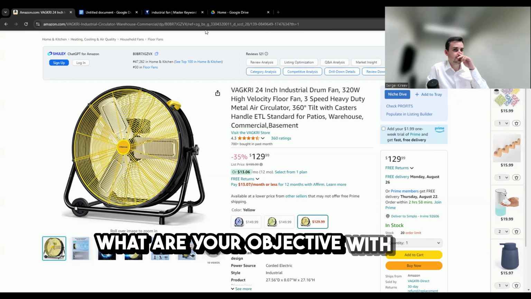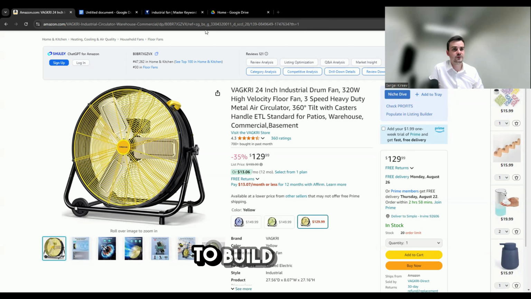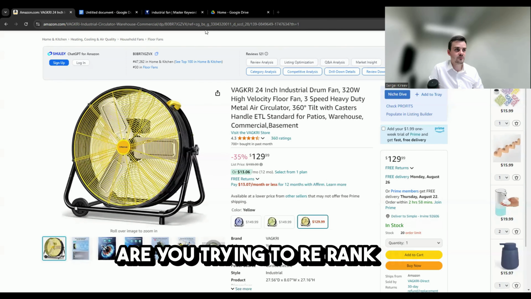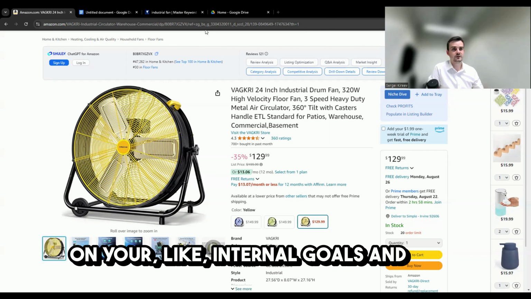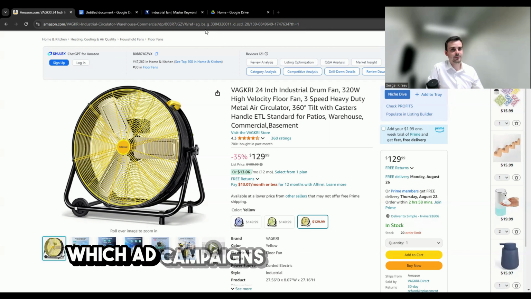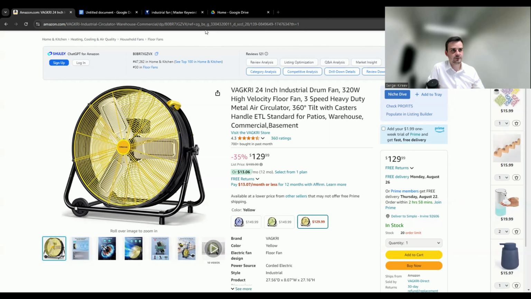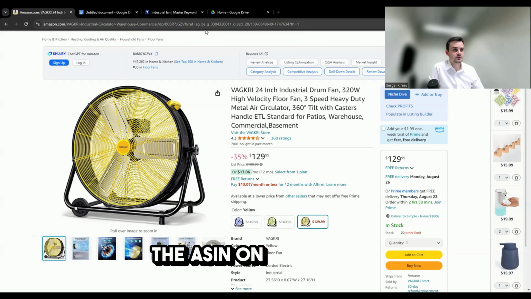What are your objectives with this product? Do you want to maximize the profits? Do you want to maximize the sales to build rank? Are you trying to re-rank the product to launch it from scratch? These are all different situations, and they will depend on your internal goals and your business situation, and they will dictate which ad campaigns you need to create.